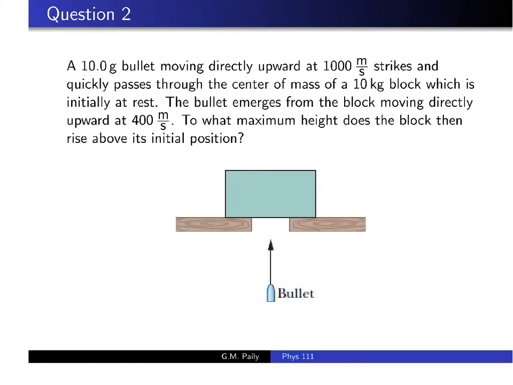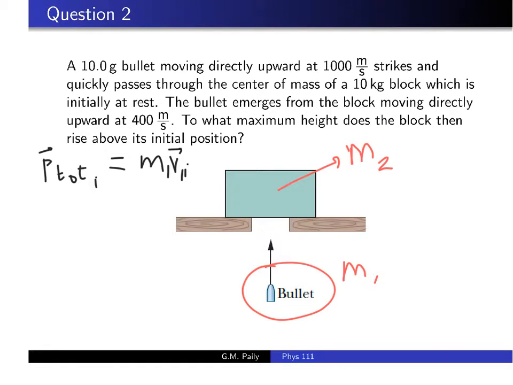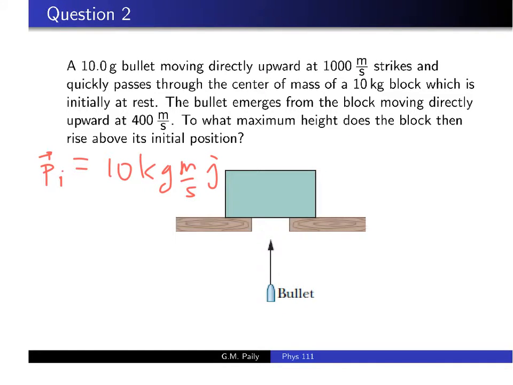Initially, the block is not moving, but the bullet is, and so all the momentum of the bullet-block system is contained in the bullet. So we see that the total momentum initially is just the mass of the bullet times its initial velocity. Here I'm denoting the bullet as m1 and the block as m2. Plugging in the numbers, we get that the initial total momentum is 10 kilogram meters per second j hat. Don't forget to convert the 10 grams into kilograms.